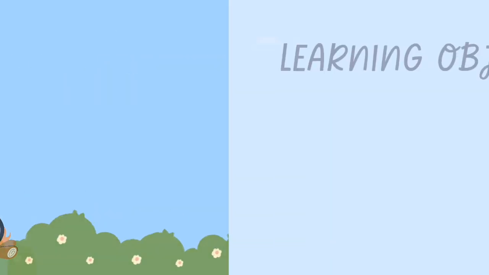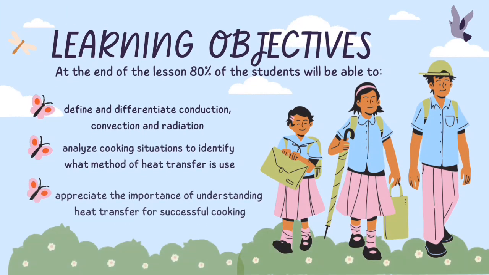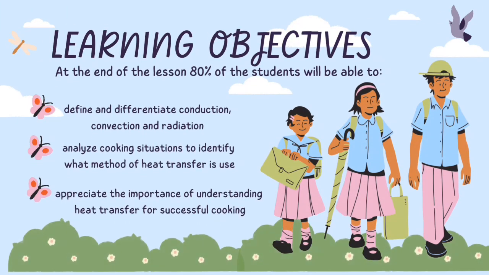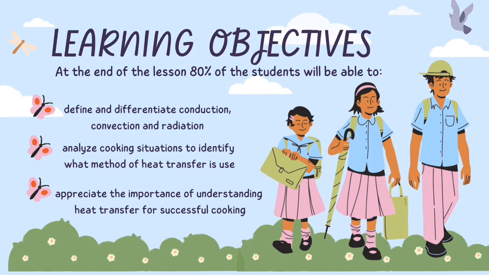Alright, to begin with our discussion, let's read first our learning objectives. At the end of the lesson, 80% of the students will be able to define and differentiate conduction, convection, and radiation. Next is to analyze cooking situations to identify what method of heat transfer is used. And lastly, appreciate the importance of understanding heat transfer for successful cooking. So I hope that we will be able to achieve these objectives.